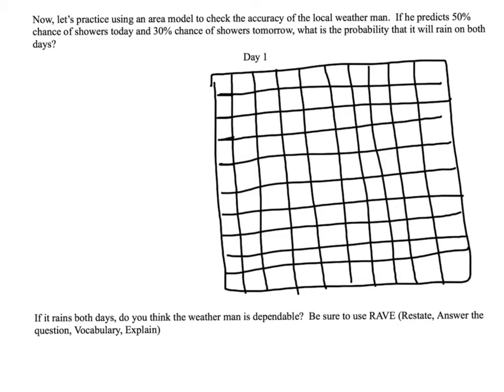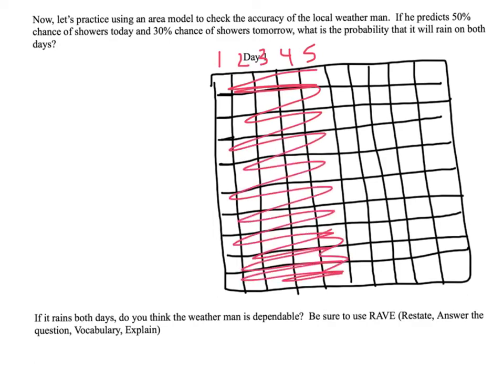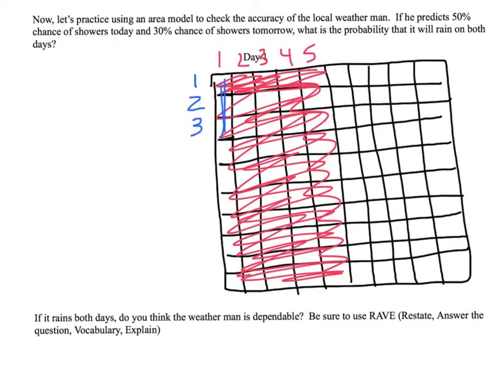So the first day, he said there was a 50% chance. So there's 10, 20, 30, 40, 50. So that's going to be all of this area right here. 50% chance. It's 50% of these 100 squares. And the second day, he said 30% chance. So 1, 2, 3.